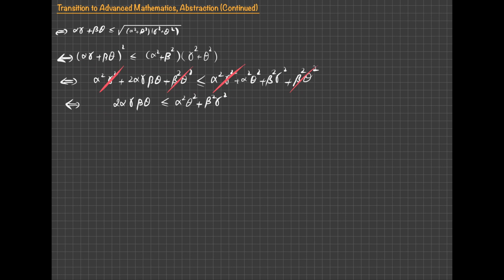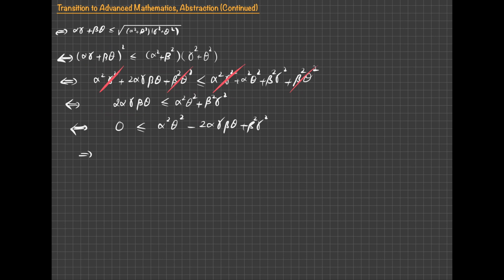Is it guaranteed that this is true for any alpha, beta, and gamma which are non-negative? The answer is yes, but you have to be a little bit observant. Here the trick is to move this to the other side, so the left-hand side becomes 0, and the right-hand side becomes alpha squared theta squared minus 2 alpha gamma beta theta plus beta squared gamma squared. And this is also reversible, yes?